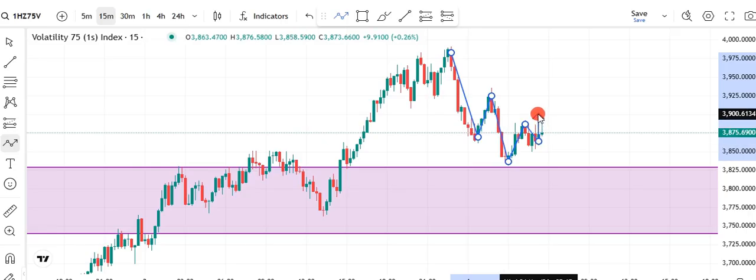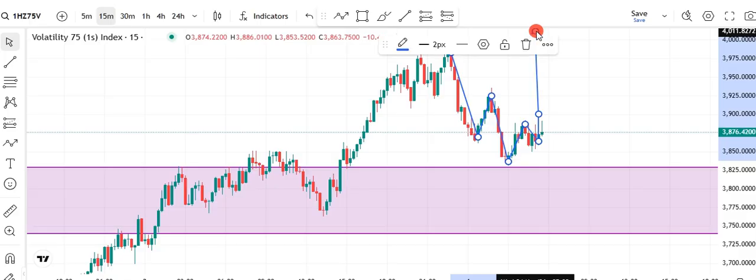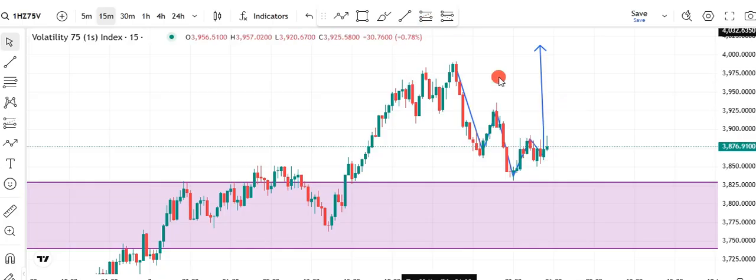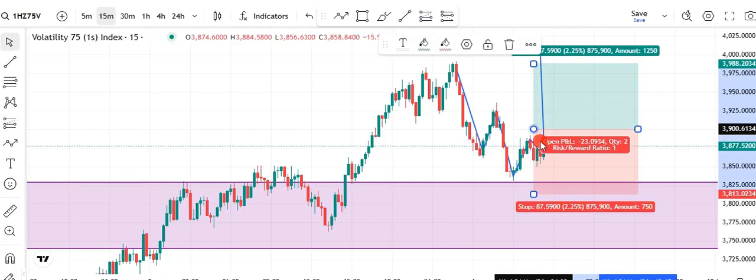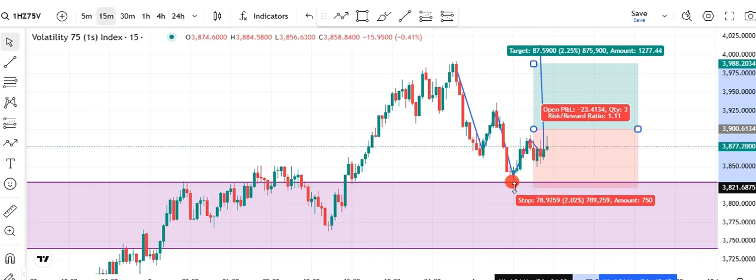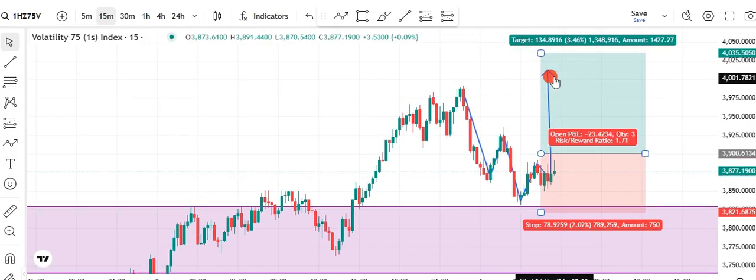Now I want to see a close above this for me to go long on VIX75 1 second. So my pending order is going to be somewhere around this level. Then my stop loss is going to be here, let me put it right here below this. Then my take profit at a 1:2 risk to reward ratio.